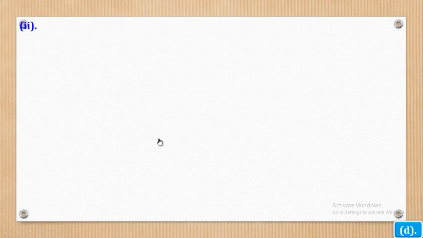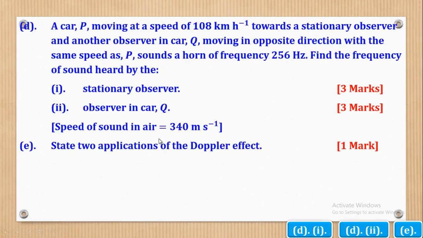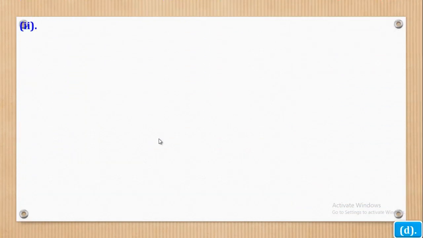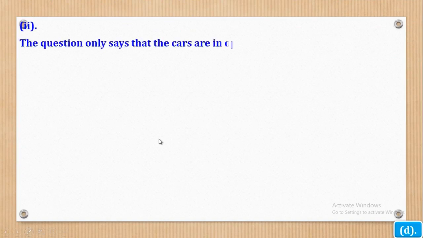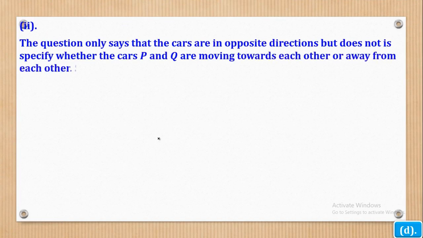So now we shall go to part D, Roman 2. D Roman 2, they want the frequency of the observer in car Q. So here realize that they told us that car P and car Q are moving in opposite directions, but they didn't tell us whether they are moving away from each other or towards each other. So that means that this question had two alternatives. Because you can be moving away from each other when you are in opposite directions, or moving towards each other when you are also in opposite directions. So we shall look at both cases.